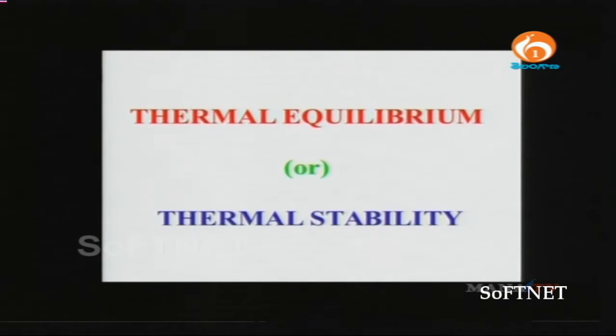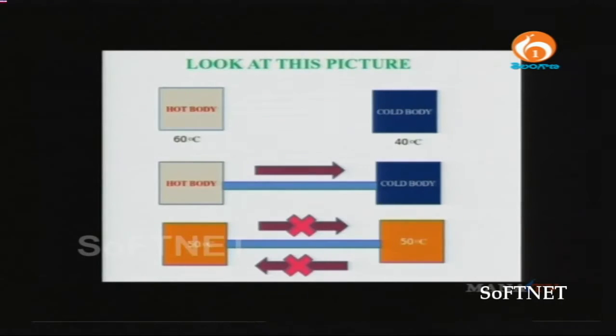Now we go for thermal equilibrium or thermal stability. Two metal boxes are there at different temperatures. One is at 60 degrees centigrade, the other one is at 40 degrees centigrade. The 60 degrees centigrade body is the hot body and the other one at 40 degrees centigrade is the cold body. Now connect these two bodies with a metal strip.